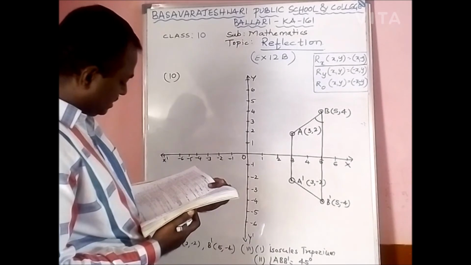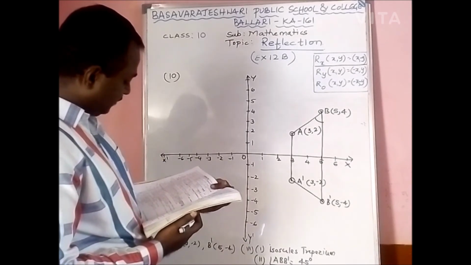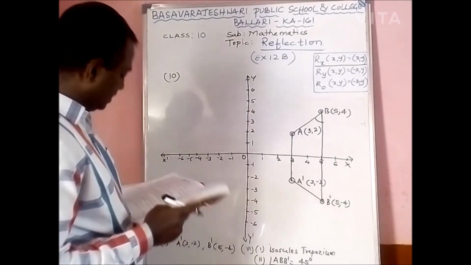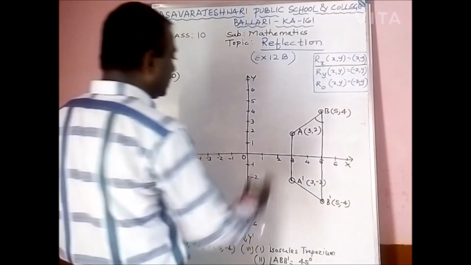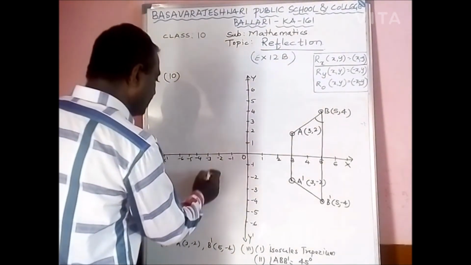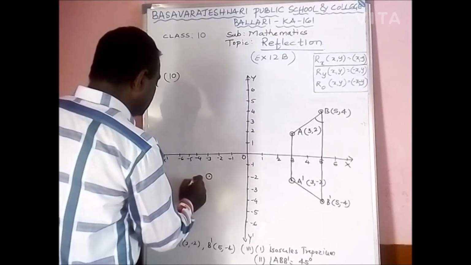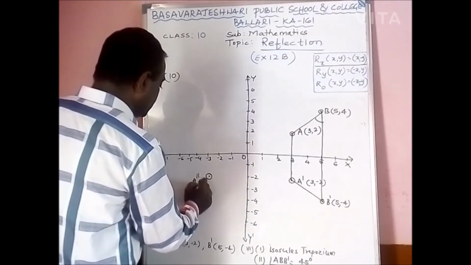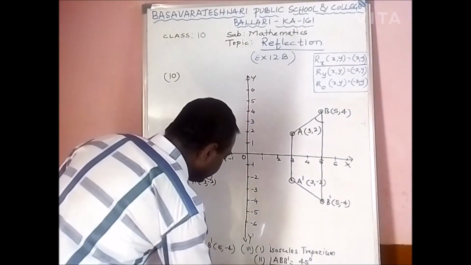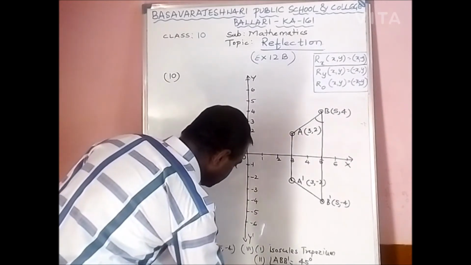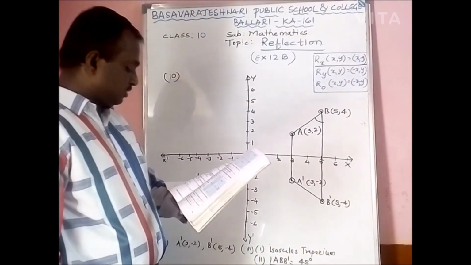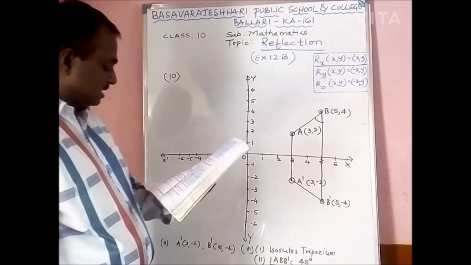Okay. Next, the image of A double dash of A when reflected in the origin. So A reflected in the origin, they are saying origin means minus x, minus y. That means minus 3, minus 2. So this is the reflection of A in the origin. Reflection in the origin is A double dash, minus 3, minus 2. That also I marked.